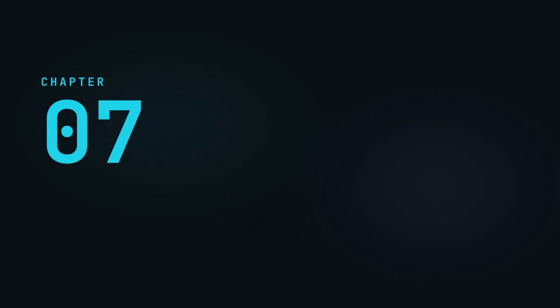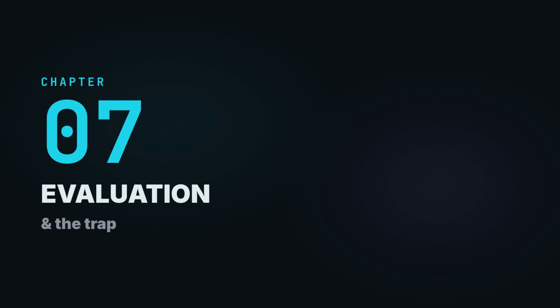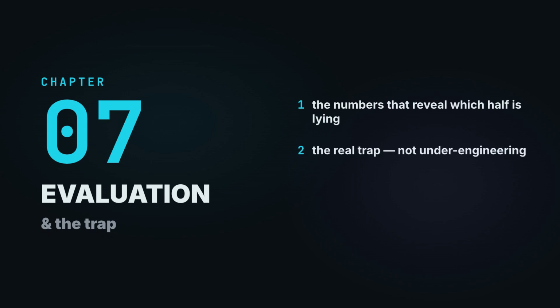Chapter 7. Evaluation and the Trap. In this chapter, we will walk through three things. 1. The handful of numbers that tell you which half of your system is actually lying to you. 2. The real trap, and it is not what you would expect. It is not under engineering. And 3. The single rule that everything in this video has been quietly building toward.